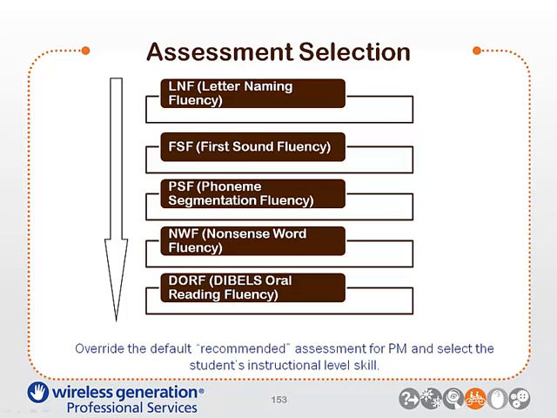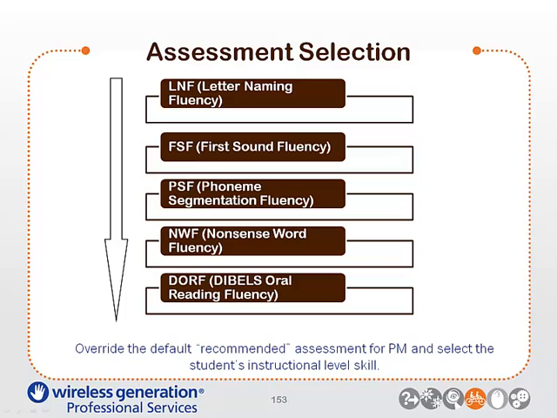For example, if Susie benchmarked as below grade level on NWF, the teacher would then progress monitor on PSF to determine proficiency level of that skill. If non-proficient, she would progress monitor on FSF. If found proficient there, she would begin progress monitoring at PSF. If DORF is determined to be the progress monitoring skill, the teacher can go back and use other grade level passages to determine proficiency level in DORF.